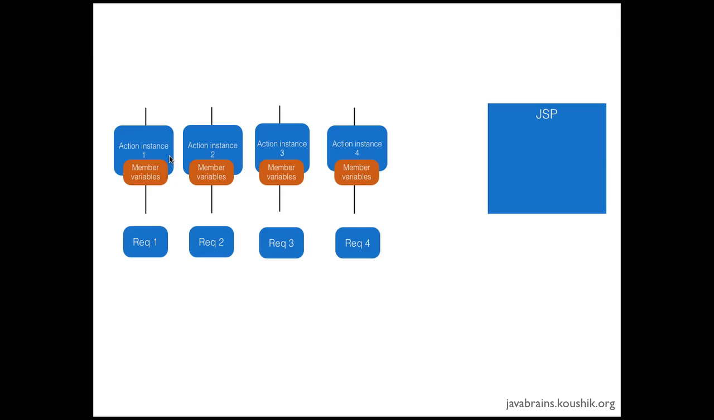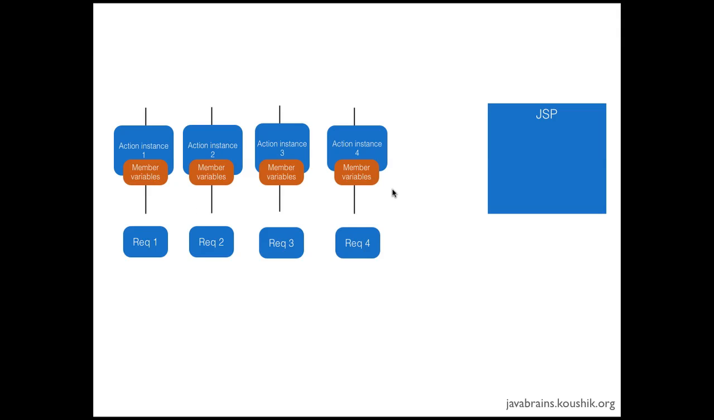You don't really need a separate model object. Of course, you can choose to use one, and in many cases we do, but we don't really need a separate DTO or a separate model object. You can actually have an action class that contains all the data and behaves as a model object. Okay, so now we know how this works. We know how we can save data as member variables and then carry that over to the JSP.